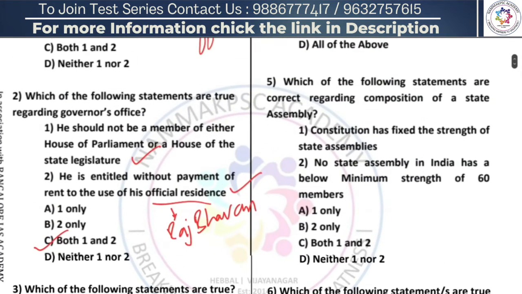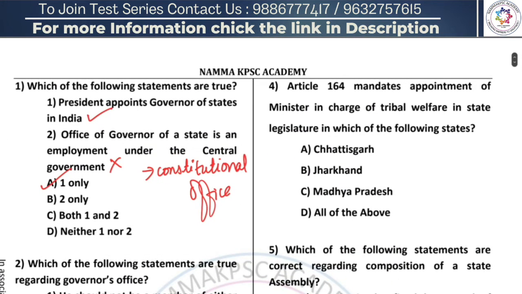Going forward to the next question, Article 164 mandates appointment of minister in charge of tribal welfare in state legislature in which of the following states? Option A, Chhattisgarh, option B, Jharkhand, option C, Madhya Pradesh, option D, all of the above. Right answer here is all of the above.